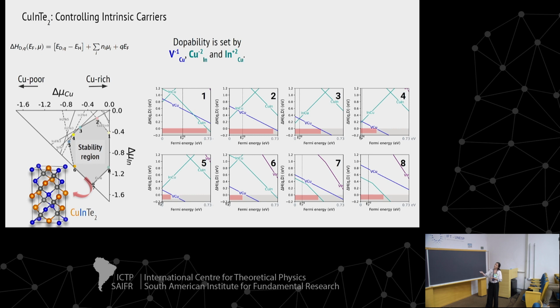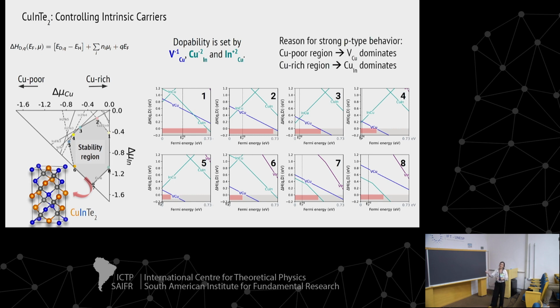The dopability windows change a lot if you change the growth conditions or the chemical potentials. For this material, copper indium ditelluride, there are 3 defects that set the dopability: copper vacancy, and the copper-indium and indium-copper antisites. A balance between these 3 defects will define this dopability window. We can also see why this strong P-type behavior is observed in this material.